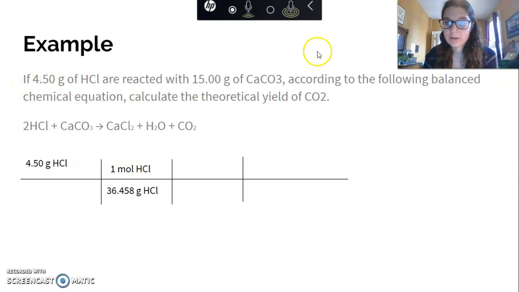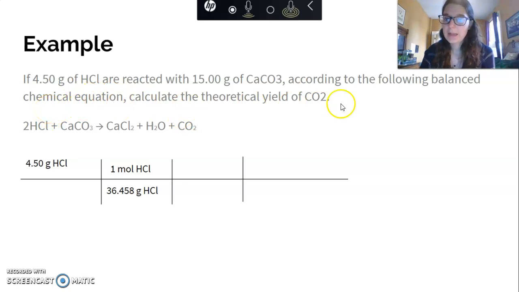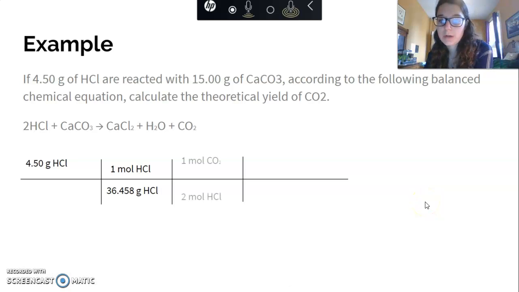Next, I want to know how much CO2 I'm going to get. To do that, I'm going to be using stoichiometry and the molar ratio between CO2 and HCl. I have 1 mole of CO2 produced for every 2 moles of HCl reacted. In the end, I want to know CO2, so remember to cancel out. You want units to be on opposite sides of the fraction line. So I'm going to have 2 moles of HCl on the bottom and 1 mole of CO2 on top.